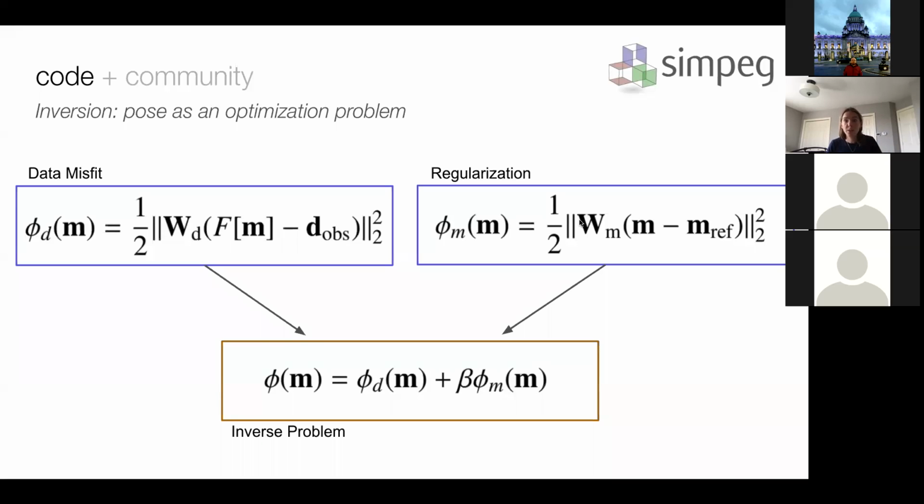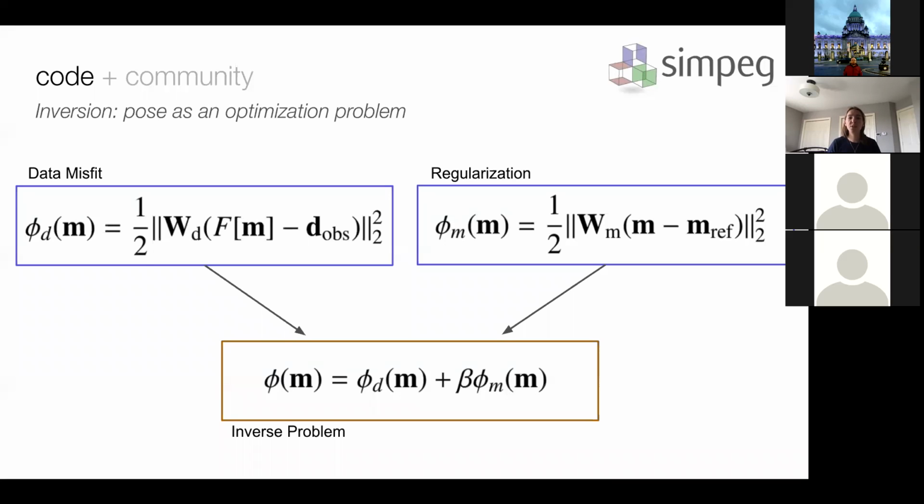Now, in general, we're dealing with ill-posed problems. That means there are many models that could fit the data. So what we want to do is impose some constraints on that, and we do that through regularization. For example, if we have a reference model, if we know what the background resistivity is in the area we're in, that's all information we can incorporate there.